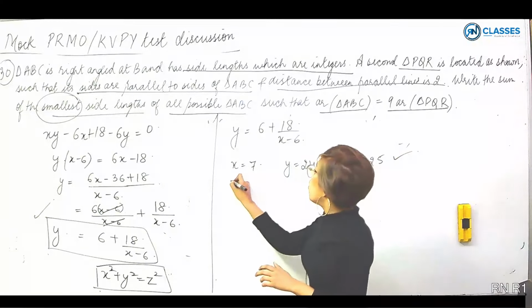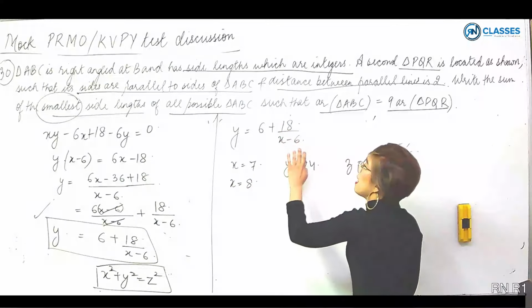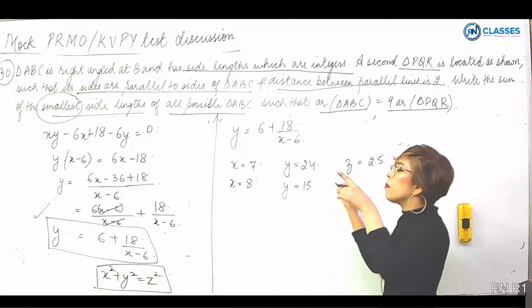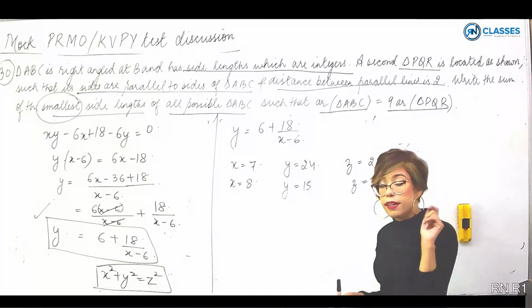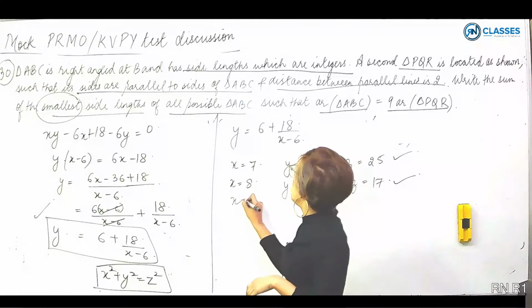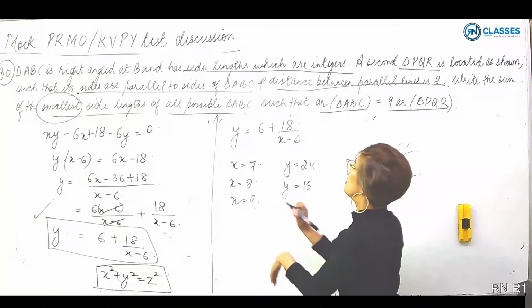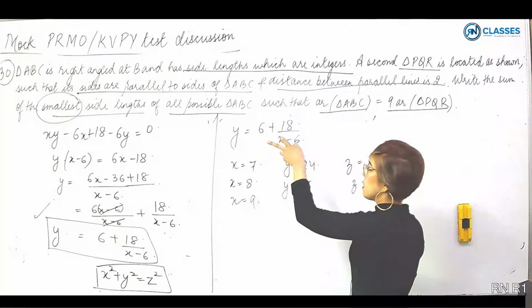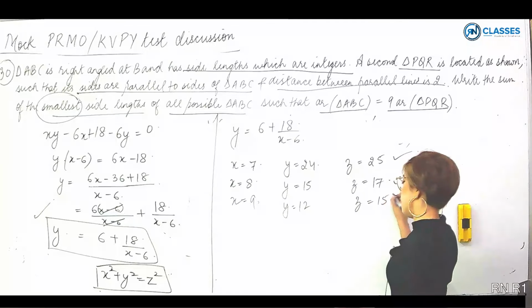Next value of x that I can put is 8. This becomes 2, so 18 by 2, 9. 9 plus 6, 15. y is 15. 8, 15, Pythagorean triplet, z is equal to 17. Okay, this also can be a triangle. Can I put x equal to 3? No, not 3, 9. So this becomes 3, 18 by 3 becomes 6, 6 plus 6, 12, so y becomes 12, z will be 15.